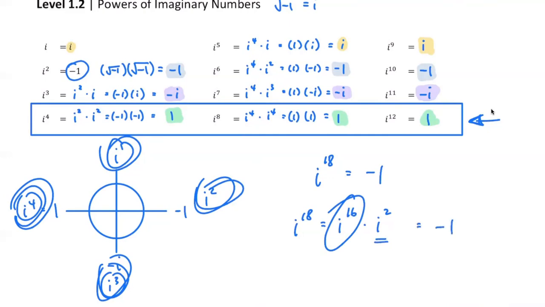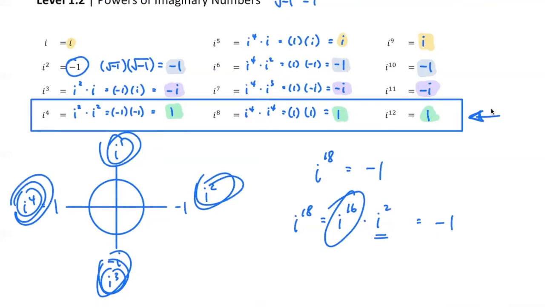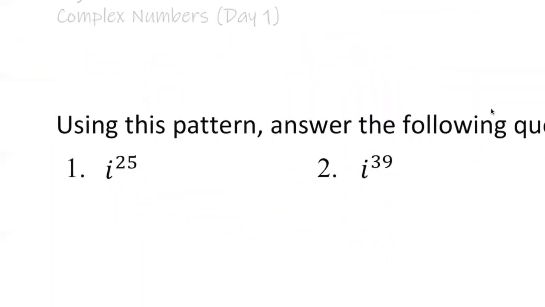It's just -1. So whenever you see a number, all you need to ask is this: is this number a multiple of 4? If it's not, then what is the previous multiple of 4? Now I'm going to show you a few examples. For example, i to the 25th power. It's not a multiple of 4, right? But what is the previous multiple of 4?